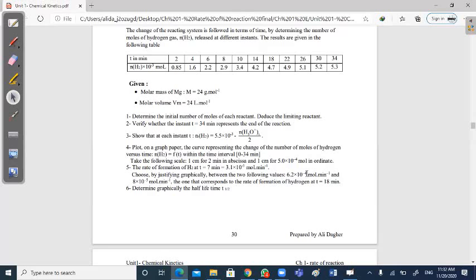No, it should be 6.2 times 10 minus 3. Fix it. 6.2 times 10 power minus 3 mole per minute and 8 times 10 power minus 5 mole per minute. Which one corresponds to the rate of formation of hydrogen at t equal 18 minutes?